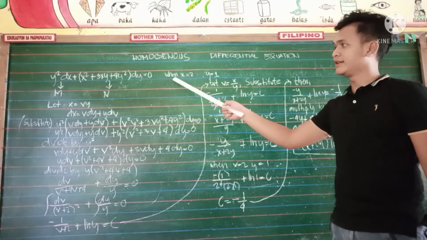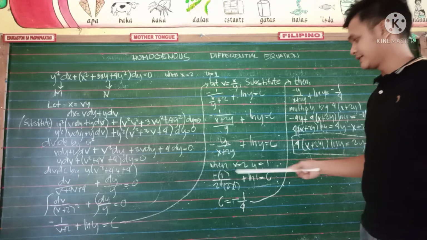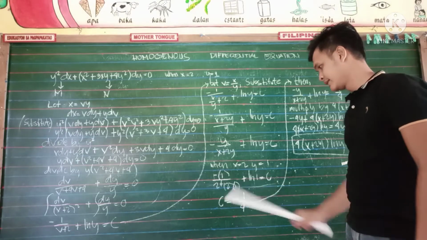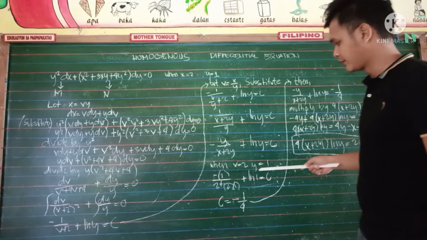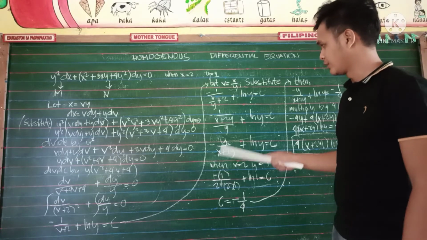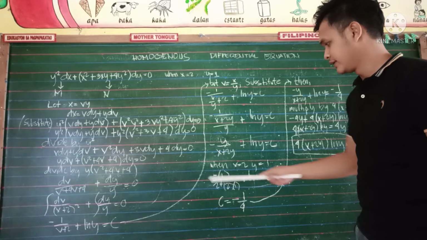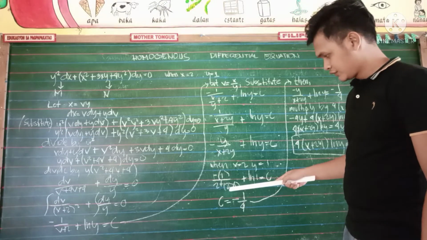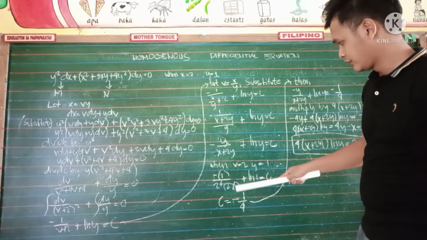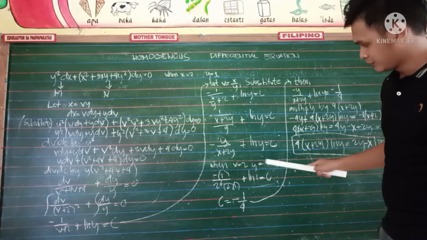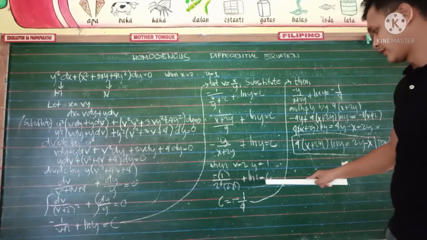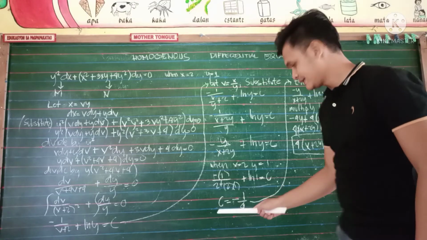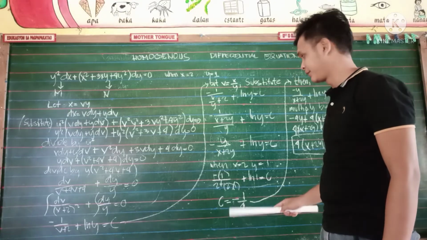Here, the given is when x is equal to 2 and y is equal to 1, so we substitute x with 2 and y with 1. So here, negative 1 divided by 2 plus 2, and y is 1, plus ln of 1 over y is equal to c. So the constant here is equal to negative 1/4.